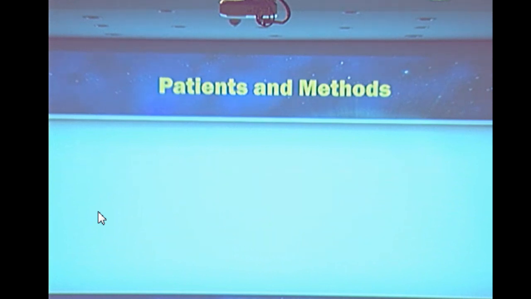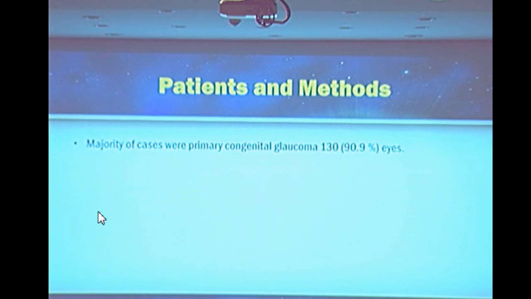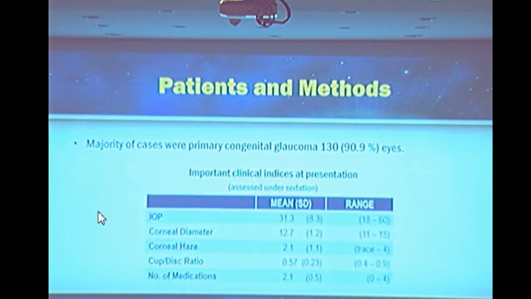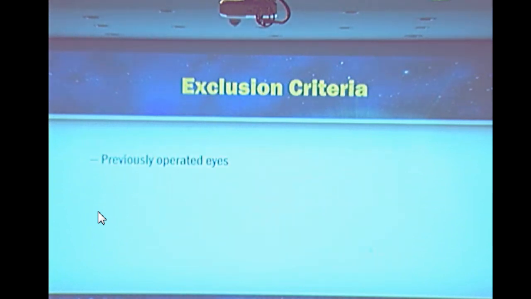And just to share with you our published study of 143 eyes of 120 patients, and the majority of them were primary congenital glaucoma, 130. And as you see here, when you look at all the indices checked under sedation or mild sedation, the pressure is 31, and the corneal haze 2.1, the mean corneal haze from trace to plus 4. And we excluded all the previously operated eyes.